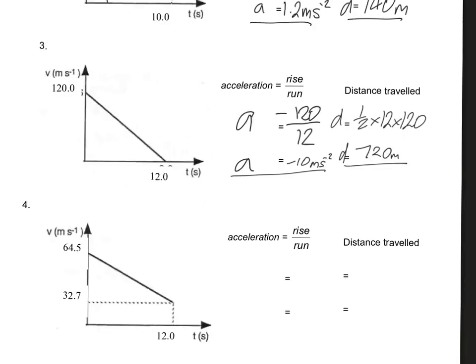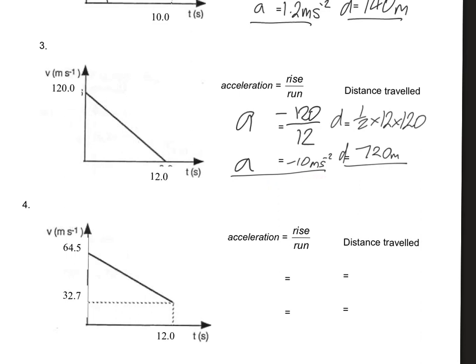Okay, for number three, we need to find the gradient of this line to find the acceleration. Now notice it's not a rise, but a drop of 120. So no surprise, we have to use a negative sign there to indicate a loss of velocity. So negative 120 is the rise, the run is 12, we get negative 10 meters per second squared for the acceleration.